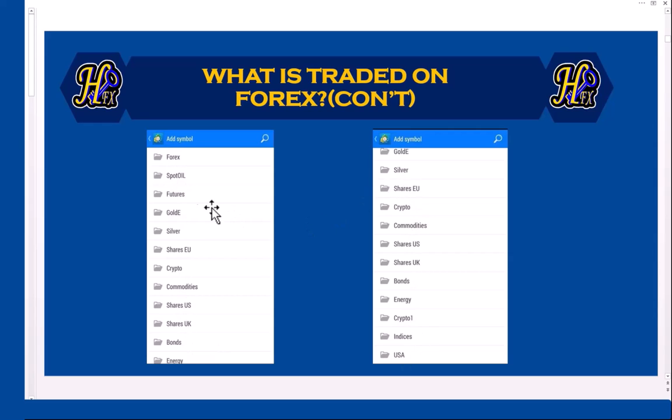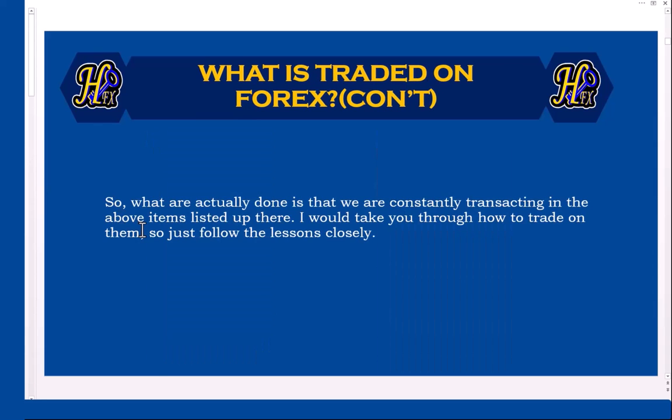So let's move on. So what is actually done is that we are constantly transacting in the above items listed. I will take you through how to trade on them, so please just follow the lessons closely.